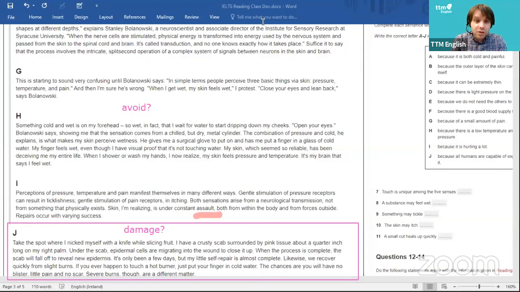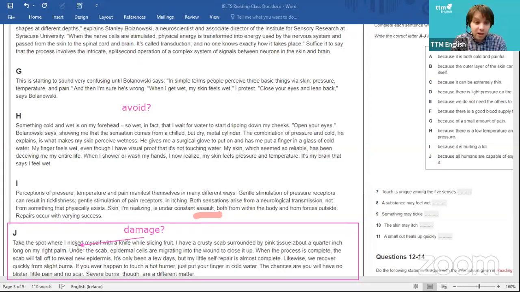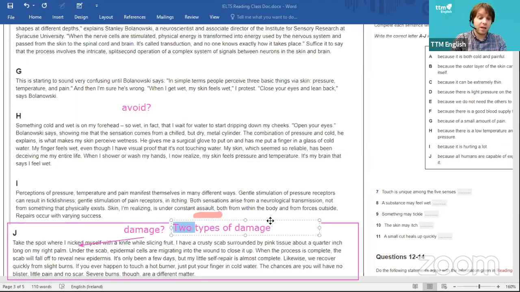Yes. What kind of damage did she have again? Was it burns? Yes. Slight burns and... Where's that? Burns. No, I nicked myself. There's also this. That means cut yourself. So there's two types of damage here. So cutting the skin. Two types of damage. What about crusty scab surrounded by pink tissue? Okay, so there's three types of damage to skin. Okay, so it looks like J is our answer.